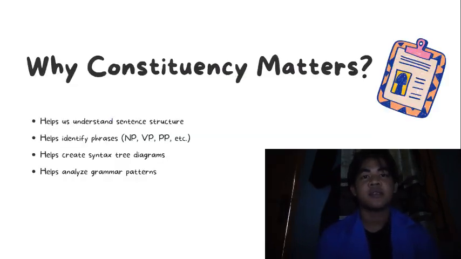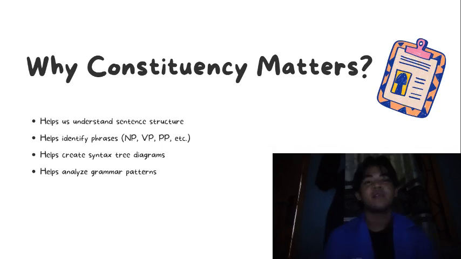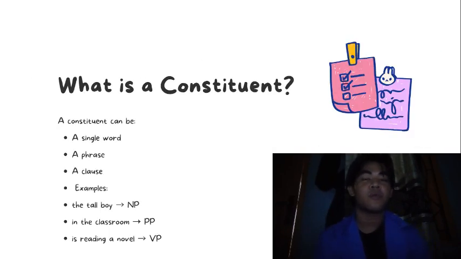Constituency is important because it helps us understand how sentences are organized. By identifying constituents, we can find noun phrases, verb phrases, prepositional phrases, and more. Constituency also helps us build syntax tree diagrams and analyze grammar. A constituent can be one word or a large group of words, such as a phrase. For example, the tall boy is one constituent even though it has three words. It functions together as a noun phrase or NP.